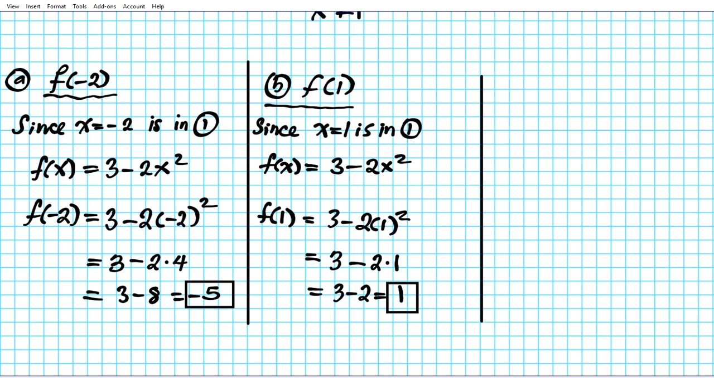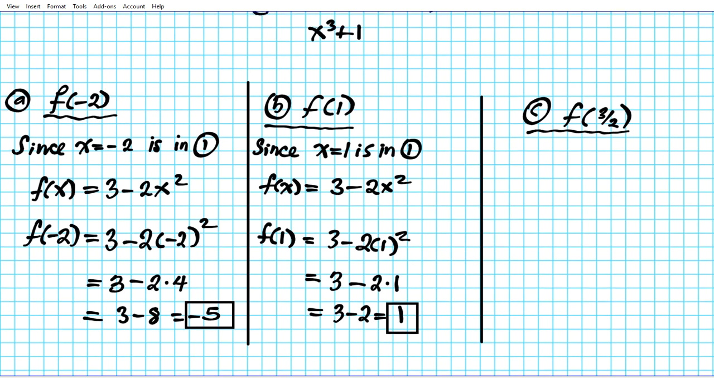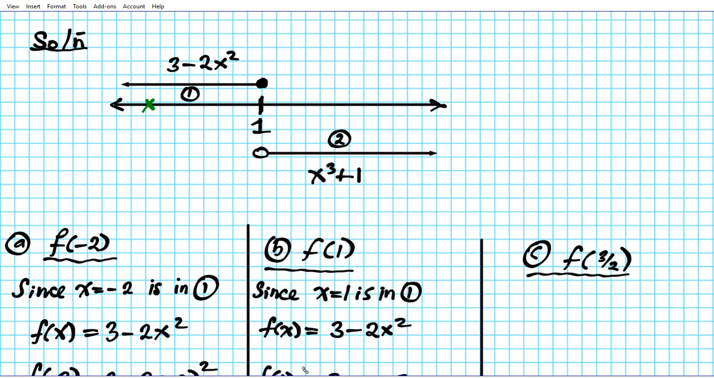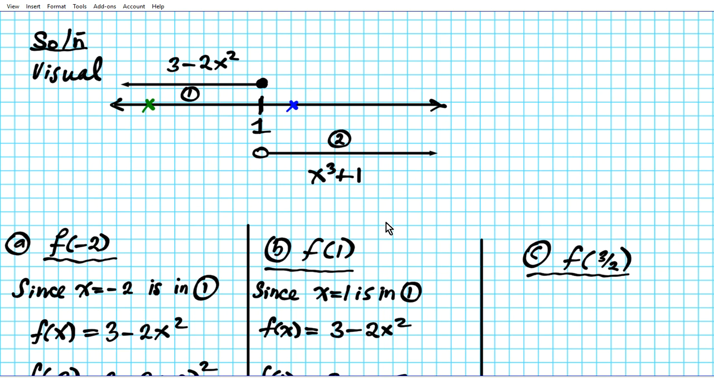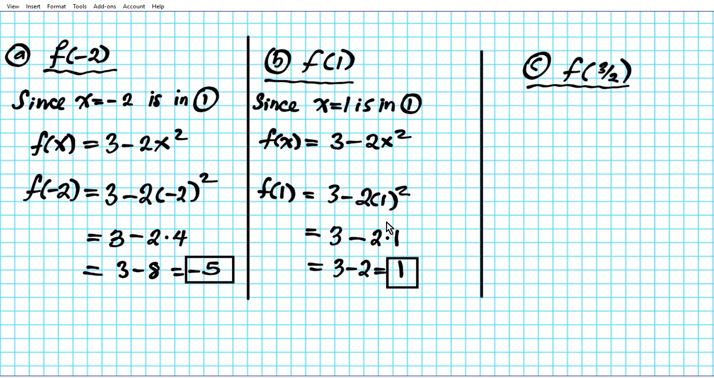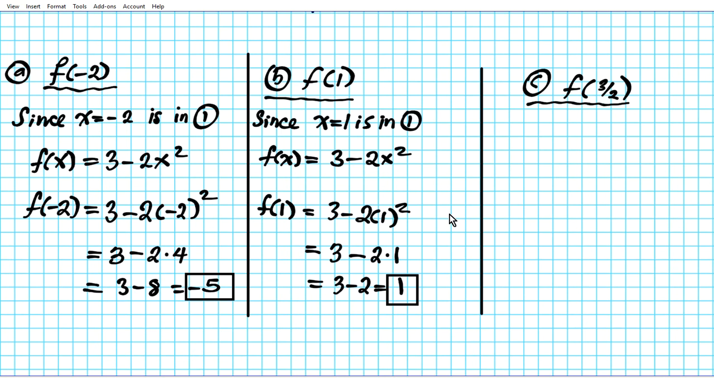For part C, we're evaluating the function at x equals 3 over 2. So where is that located in the piecewise defined function? Looking at the visual that we have here, 3 over 2 is the same thing as 1.5. 3 over 2 is located somewhere to the right of 1, which is in interval 2. Okay? So since it's in interval 2, the function is going to attain the expression value x to the third plus 1. So let's write that down.